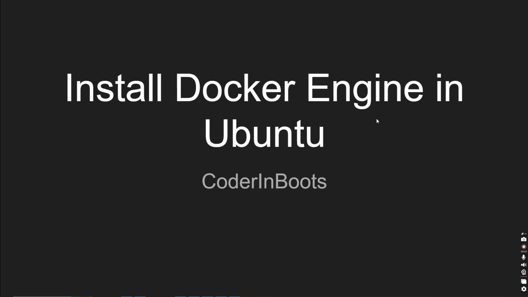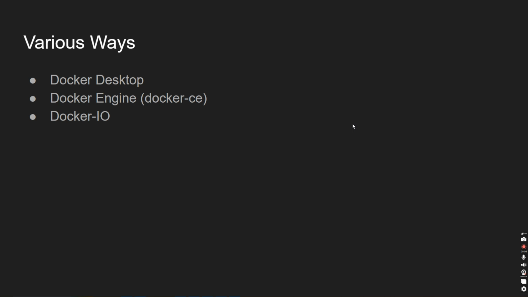So in this video, we are going to discuss how to install Docker in Ubuntu. When we say how to install Docker in Ubuntu, three topics can come to mind. One is installation of Docker Desktop on Ubuntu. Second, installation of Docker Engine or Docker CE, Community Edition, on Ubuntu, or installation of docker.io on Ubuntu. These are three different things.